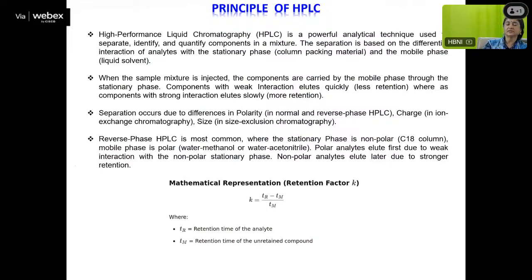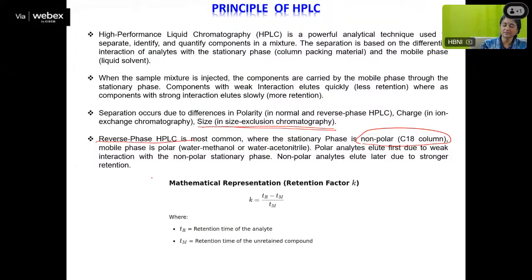Now high performance liquid chromatography is a powerful analytical technique. There are different types of chromatographic techniques. HPLC, then size exclusion chromatography is there. Then reverse phase HPLC is there, the most common, where the stationary phase is non-polar. Normally 95% of samples can be handled by this, and in 95% of cases it is reverse phase HPLC, where it is a C18 column.